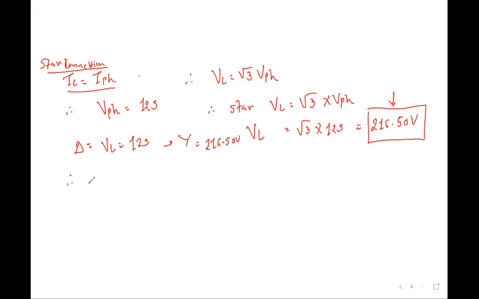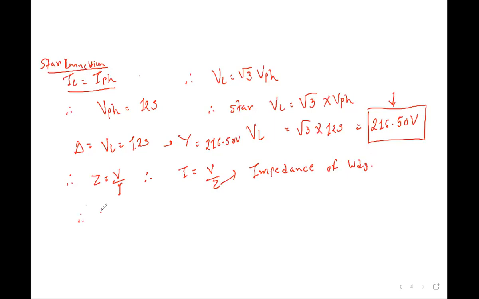Now current, actually, Z is equal to V by I. So I is equal to V by Z. And what is Z? It is the impedance of the winding. So we are just connecting it differently. We are connecting delta into star, star into delta. So my impedance remains the same.